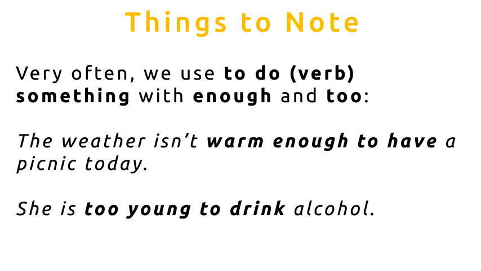Look at the second example. She is too young to drink alcohol. So if I just say she is too young, the person won't know what I'm talking about. Too young for what? Too young to do what? So I say she's too young to drink alcohol.